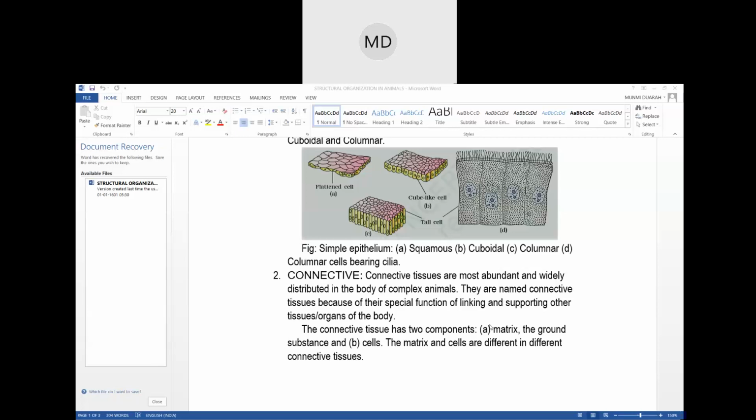For epithelial tissues, we have seen that they are closely packed, and no space is found between them. But for connective tissues, it sometimes differs. In the bones, there is no space and it's very hard. For blood, it is not like that. So there is blood, then bones, then cartilage. Do you know what cartilage is?